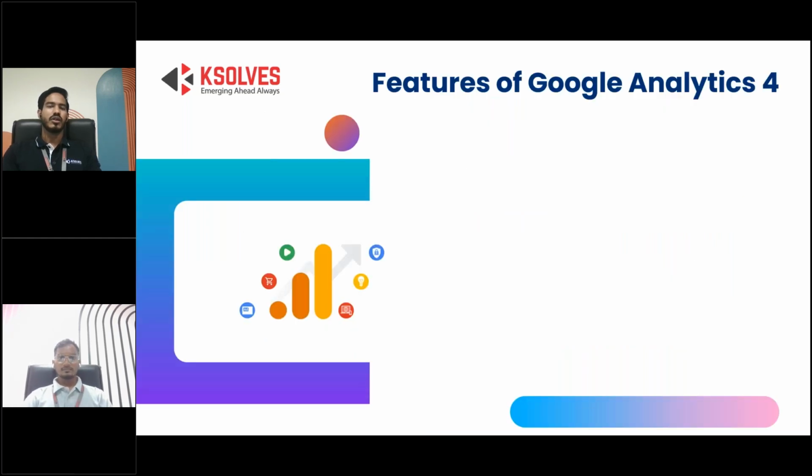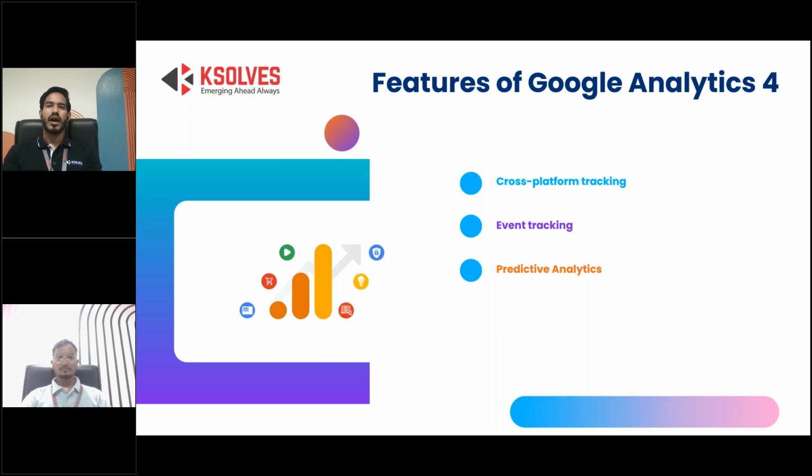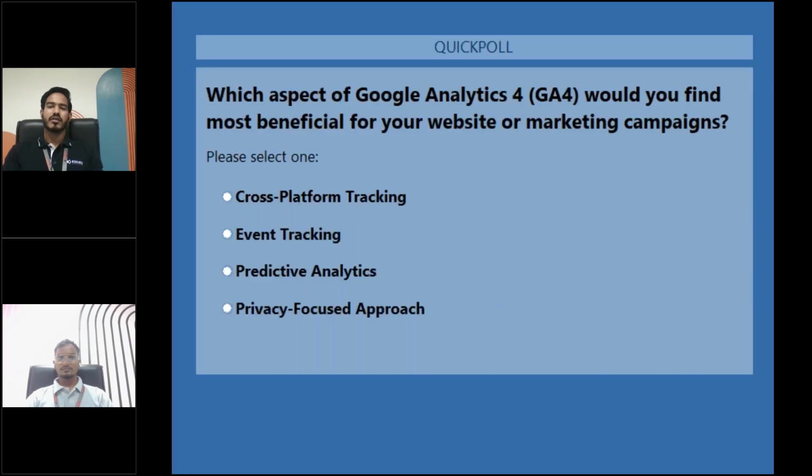Talking about the features of Google Analytics 4, we already discussed that it provides cross-platform tracking, event tracking, and predictive analytics. Predictive analytics means that it uses machine learning to provide better decisions based on past performance and past events. It's privacy focused because it focuses more on privacy rather than collecting user data.